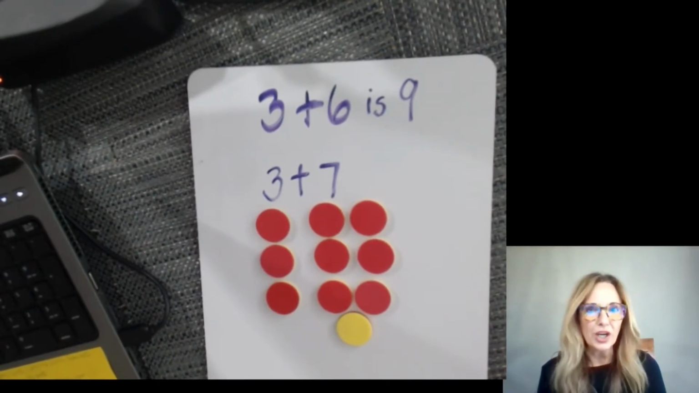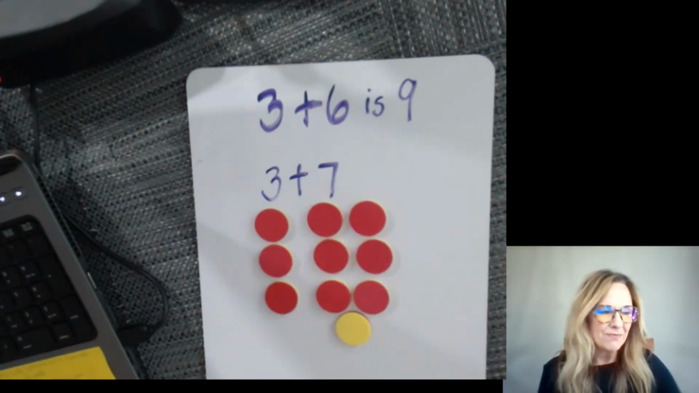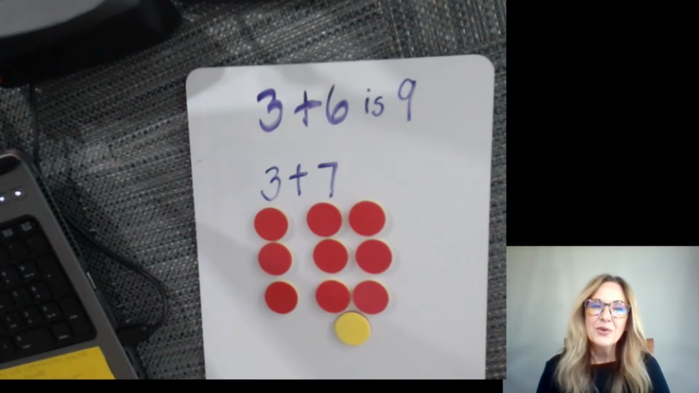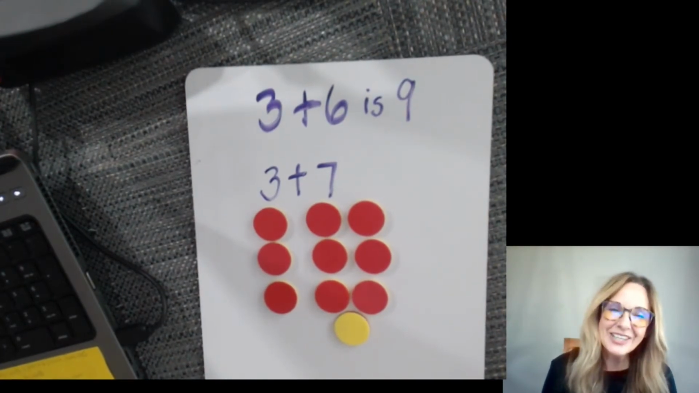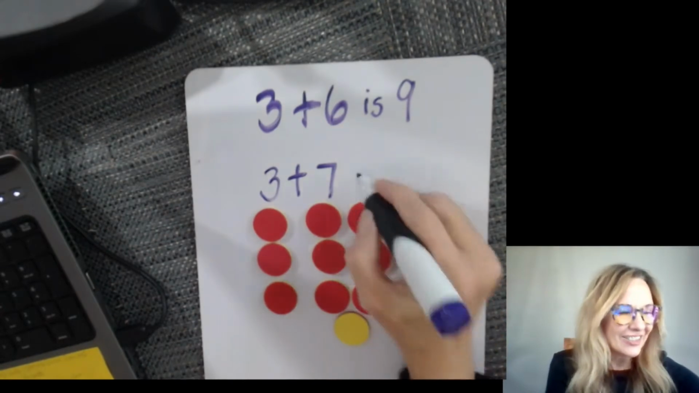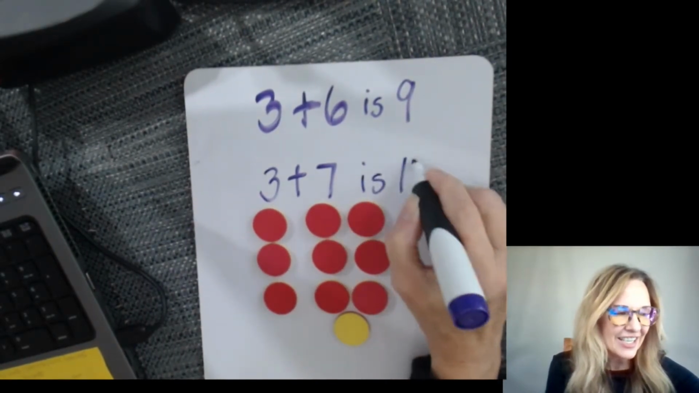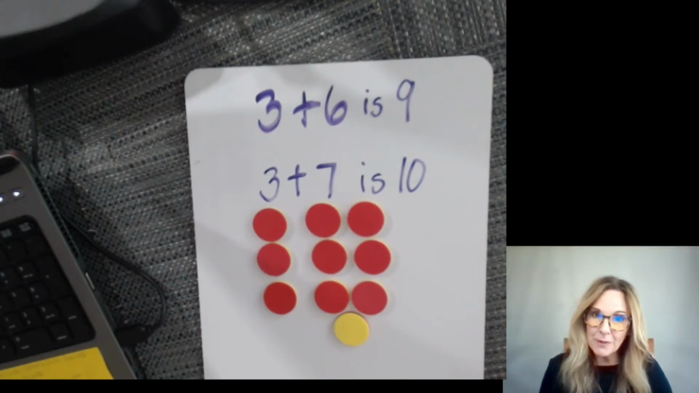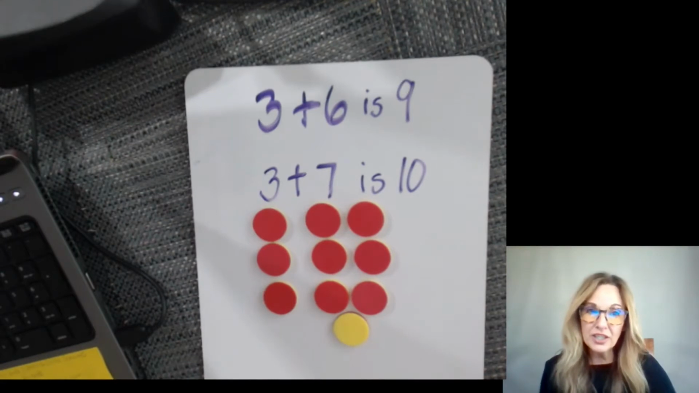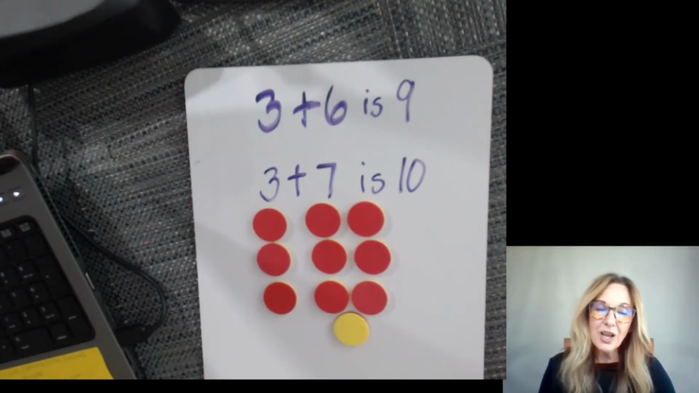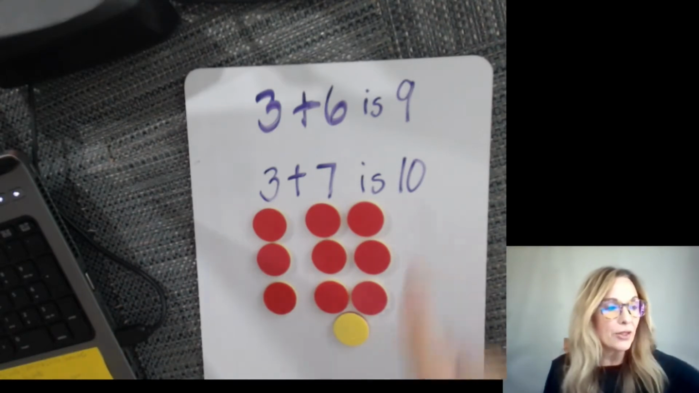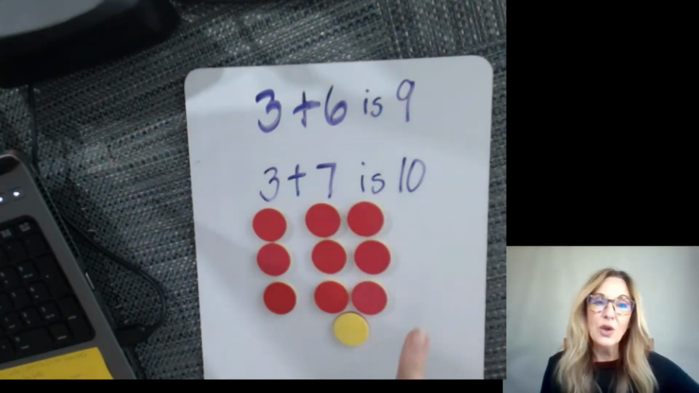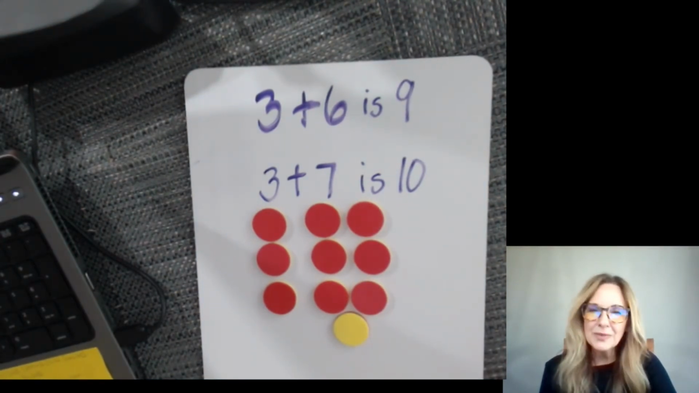But let's be sure. Let's use our counting on strategy to check our thinking. 7, 8, 9, 10. Were we correct? Yes, we were. 3 and 7 is 10. You guys used 2 different strategies on this one. We did use our counting on strategy to check our thinking, and then we also used what we knew about 3 and 6 is 9 to understand what 3 and 7 would be. Great job. Let's try another one.